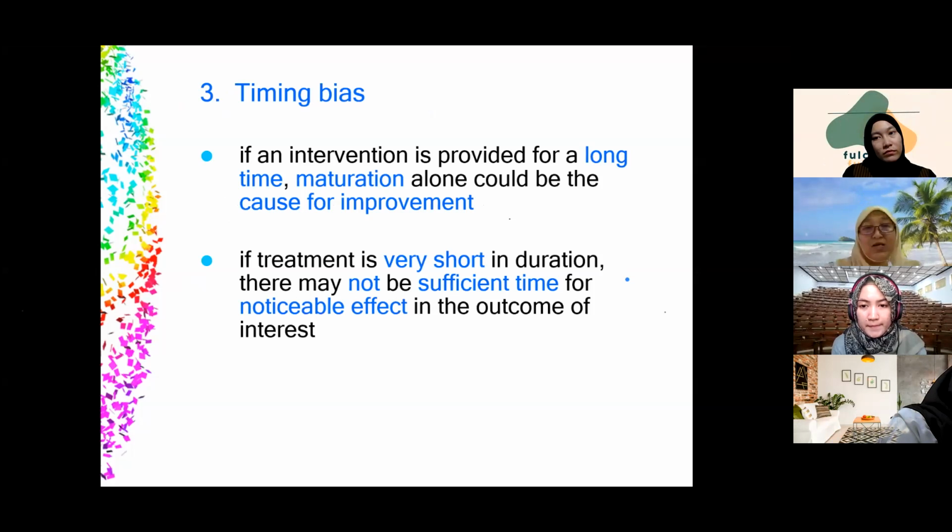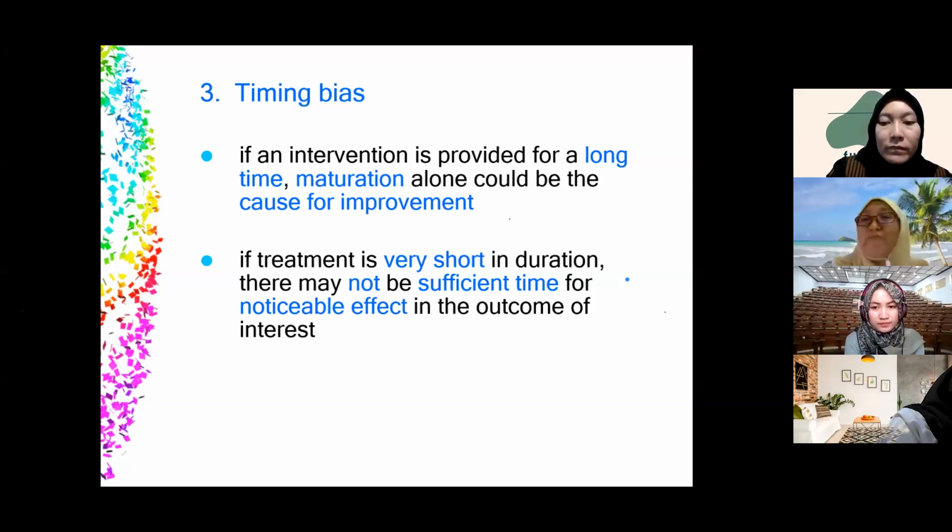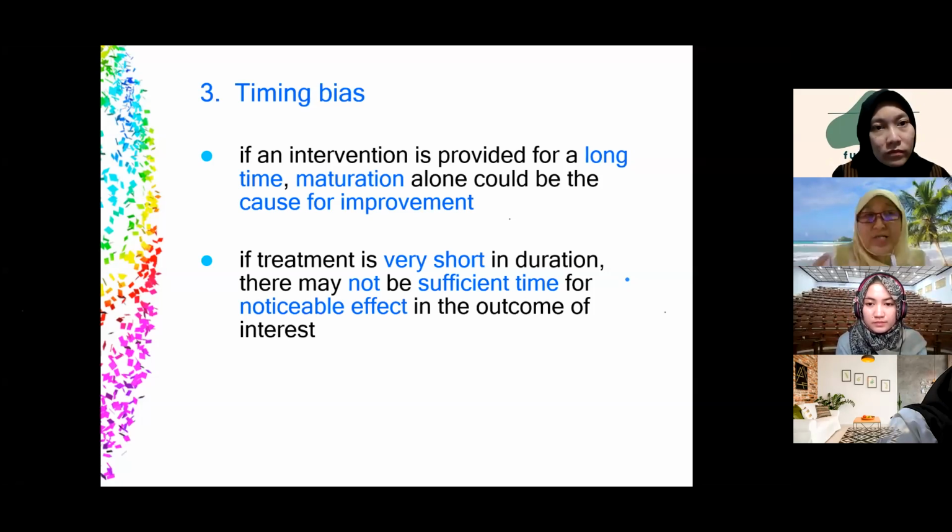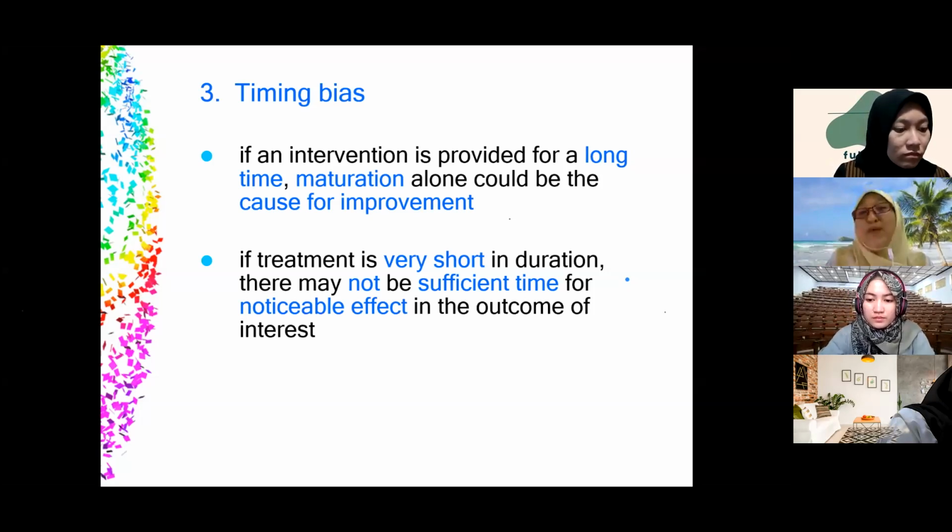Timing bias ni maksudnya if the intervention provided, study to introduce an intervention. Ya, again smoking, senang smoking, ya, tetapi sangat lama interventionnya. Dia untuk adolescent, tapi sebab interventionnya sangat lama, ya, adolescent tu sudah besar, ya, dia sampai jadi dewasa, ya. So this maturation alone, the participant from being adolescent now become adult, itu saja boleh menyebabkan dia sudah berhenti merokok. Because adult now, dia sudah fikir rokok sangat mahal, habis duit dia, ya, and then not healthy, so they stop smoking.